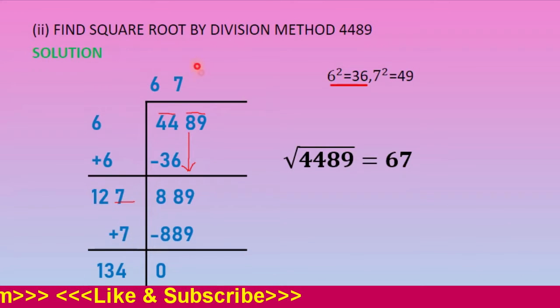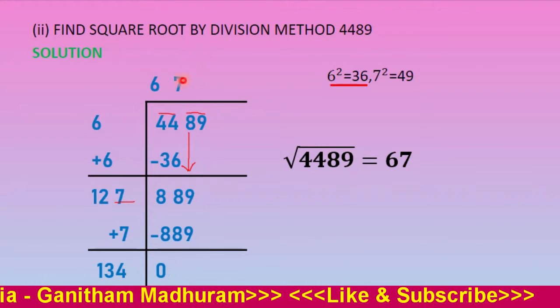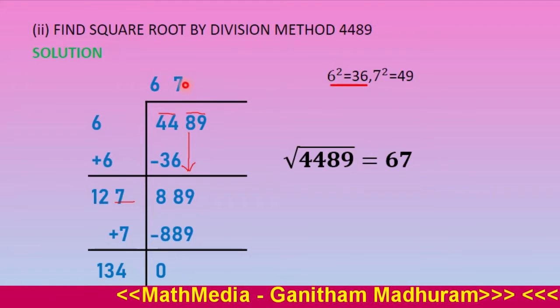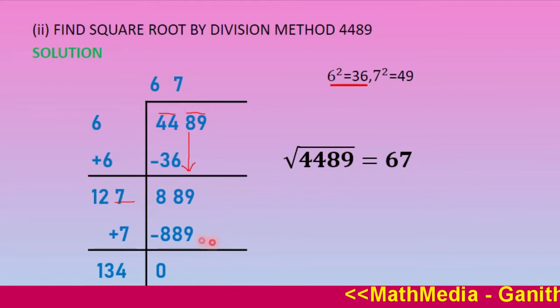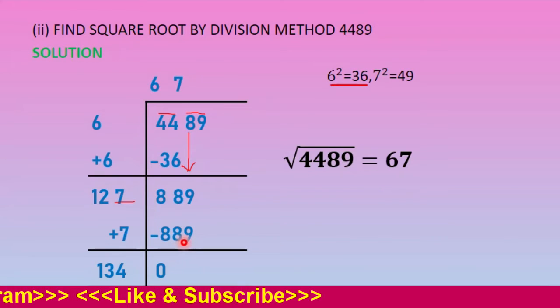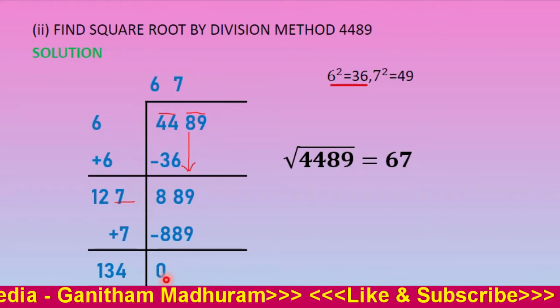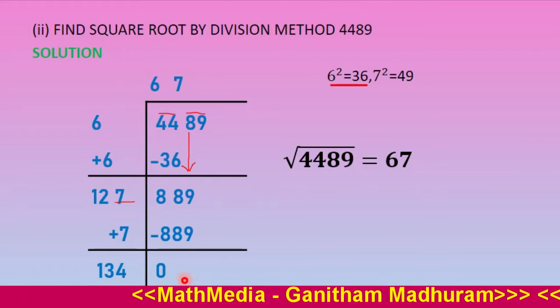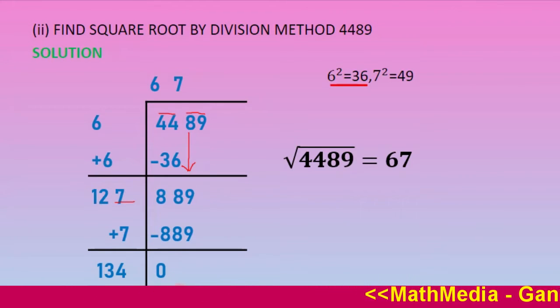So you can write 7 three times: in the blank in the divisor and just below the divisor, and in the quotient place above the second group. Now you can subtract, 889 minus 889 gives 0. Here we got 0, so our process is completed.